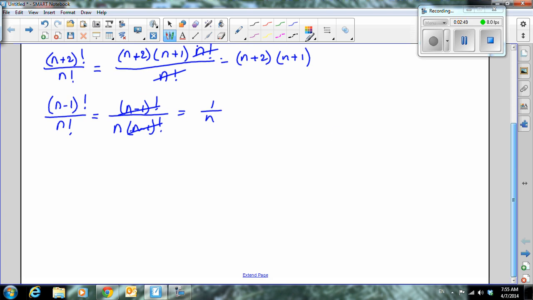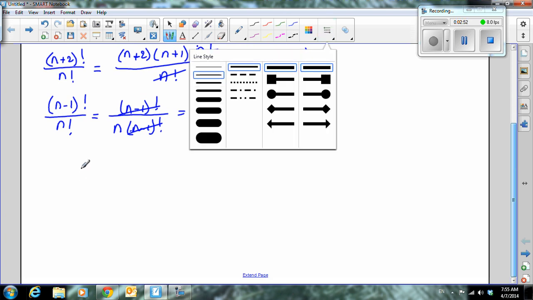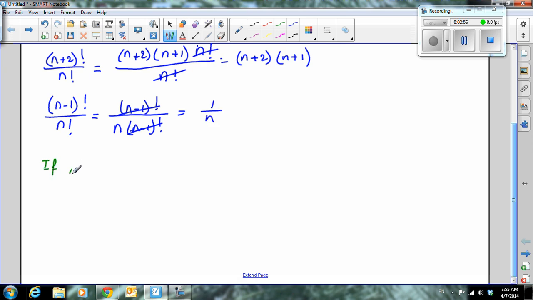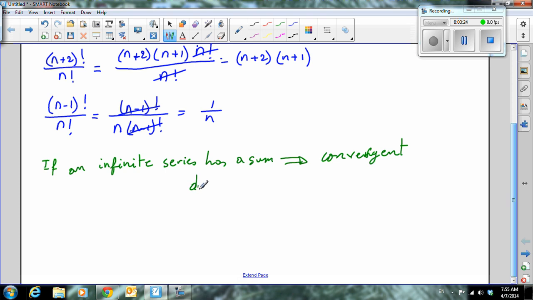Then let's now get into our ratio test itself. The first thing you have to know is if an infinite series has a sum, then I can say it is convergent. This is convergent. If an infinite series has a sum, it's convergent. What if it does not have a sum? If it doesn't have a sum, then I would say it is divergent. This is the point of our lesson today, convergent and divergent. When it has a sum, it's convergent. When it doesn't, it is divergent.